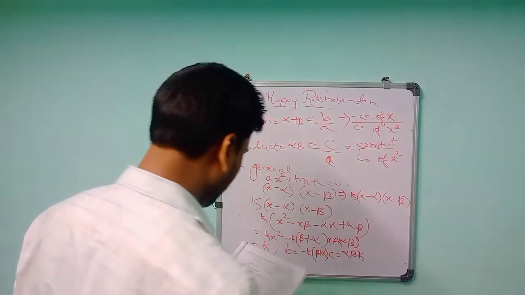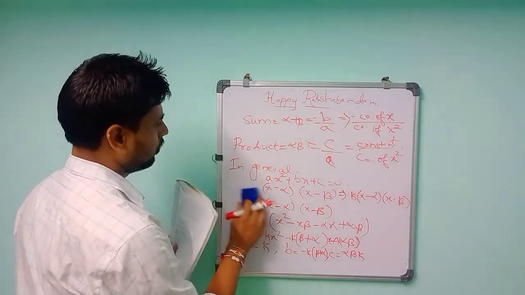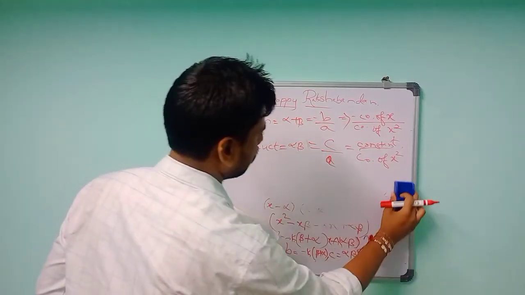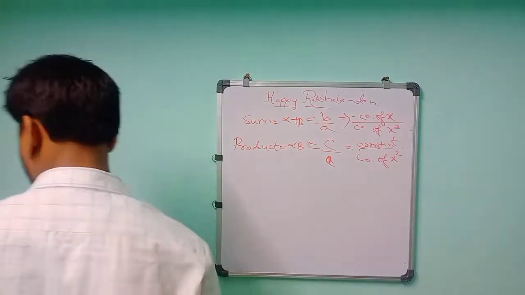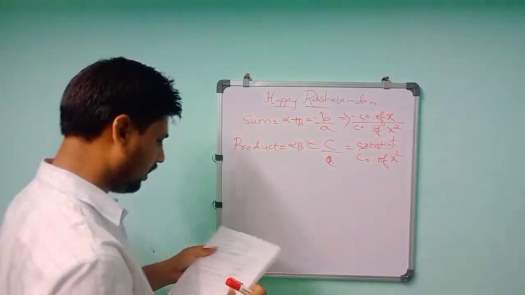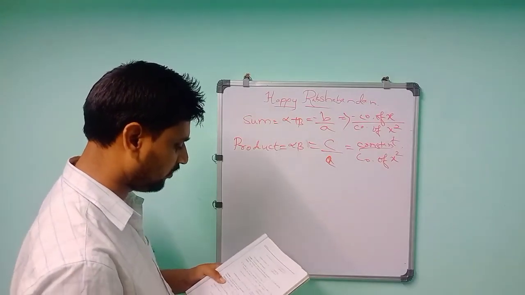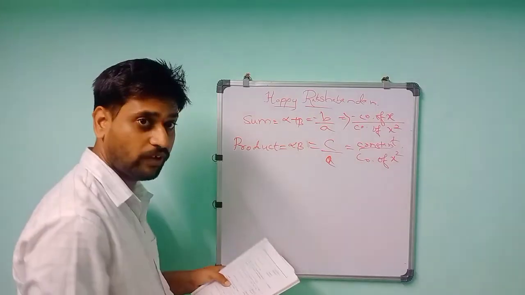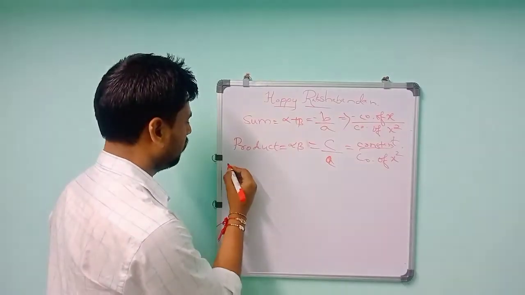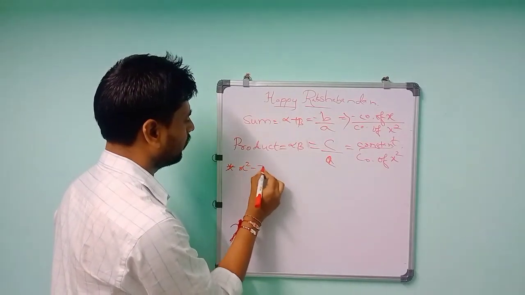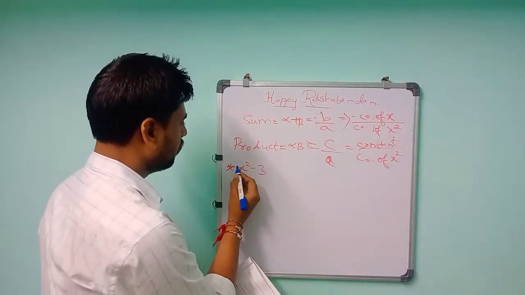If you take another example for this: find the zeros of the polynomial x square minus 3 and verify the relation between the zeros and the coefficients. So you have to find out the zeros of the polynomial x square minus 3. This is x square minus 3.